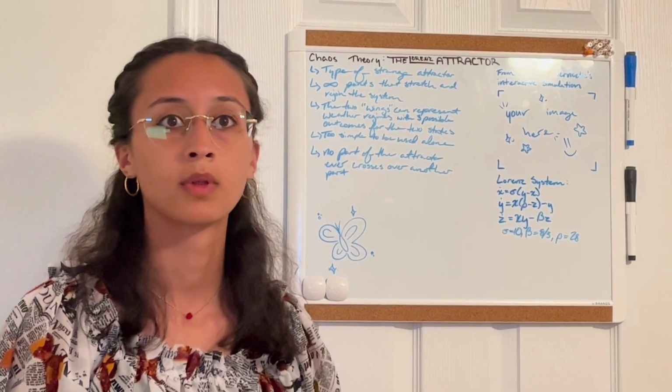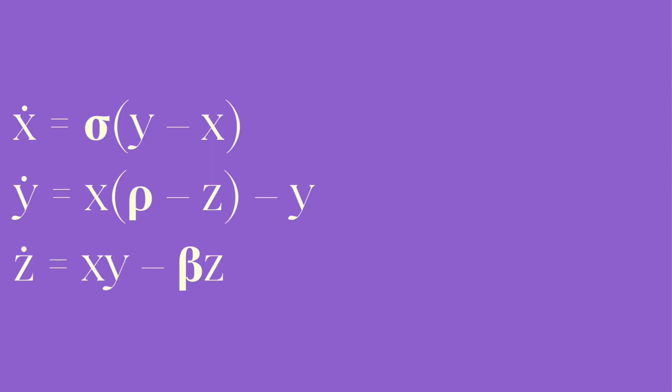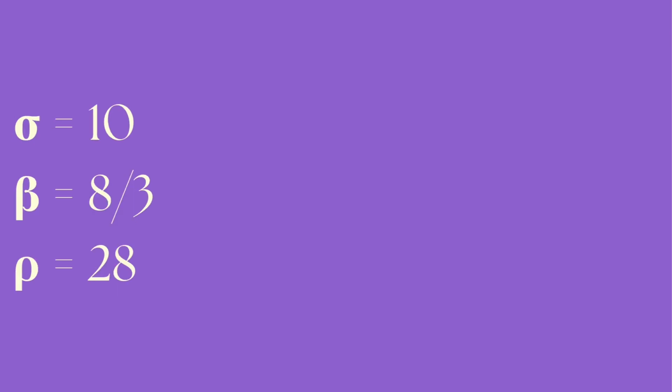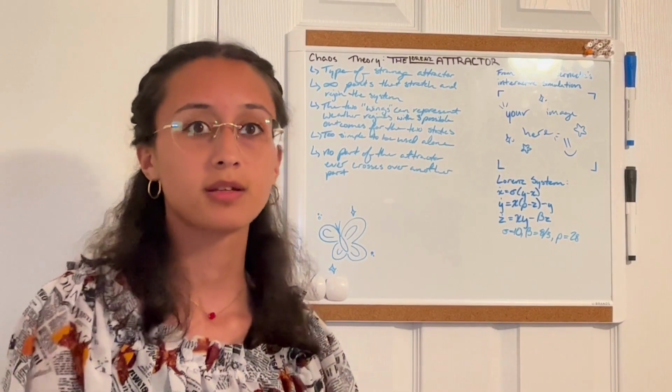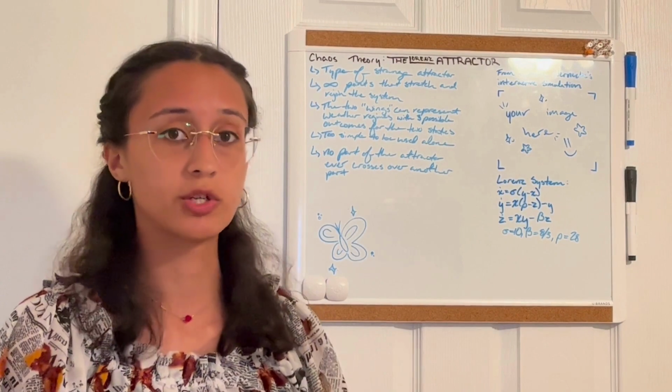scales. The Lorenz system from which the attractor can be graphed is a set of equations in which x is equal to sigma times y minus x, y is equal to x times rho minus z minus y, and z is equal to xy minus beta z, where sigma is equal to 10, beta is equal to 8/3, and rho is equal to 28. It is particularly useful in weather prediction models due to its ability to demonstrate how weather might change between two regimes.